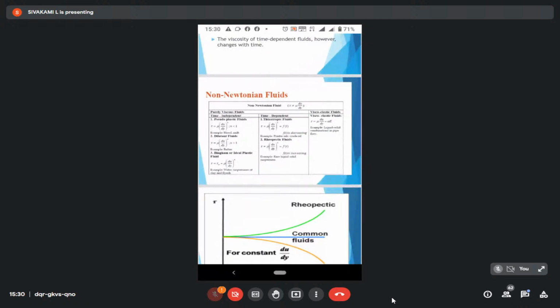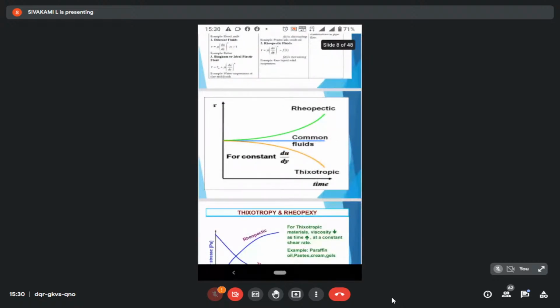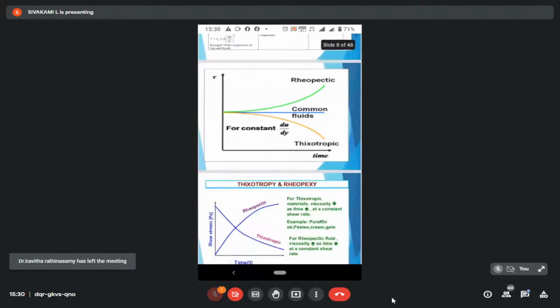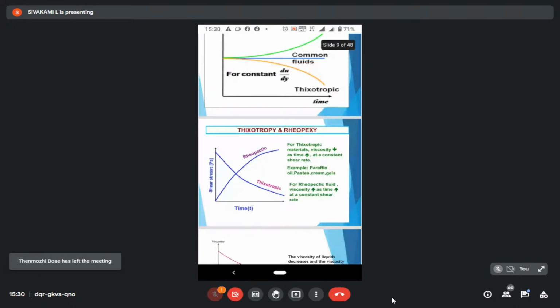Now, from the figure, the common fluids will always have all the properties based on the time and the shear stress or shear strain. It will have common characteristics. It will obey the same characteristics. But the rheopectic and the thixotropic fluids will increase or decrease based on the corresponding time duration. So actually, thixotropic materials are those where the viscosity decreases as time increases at a constant shear stress.